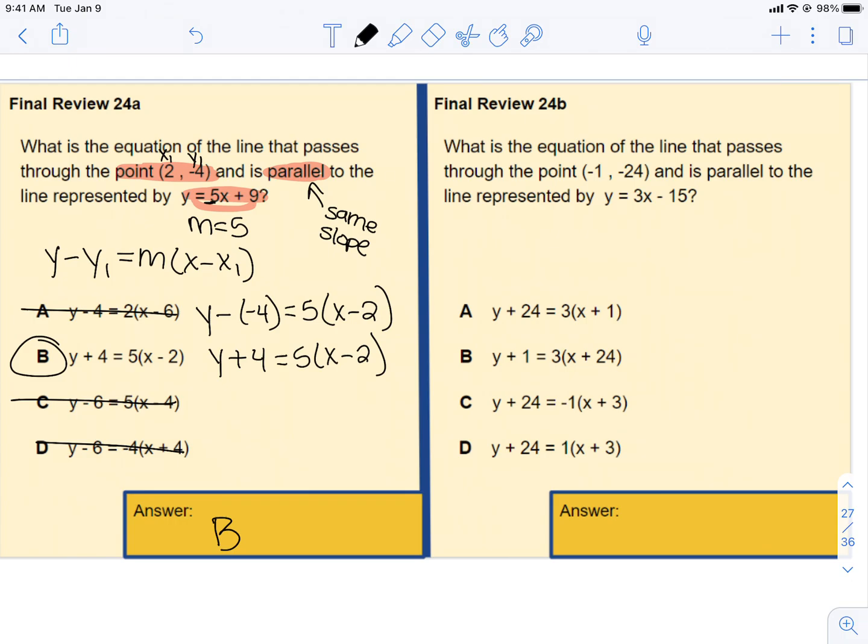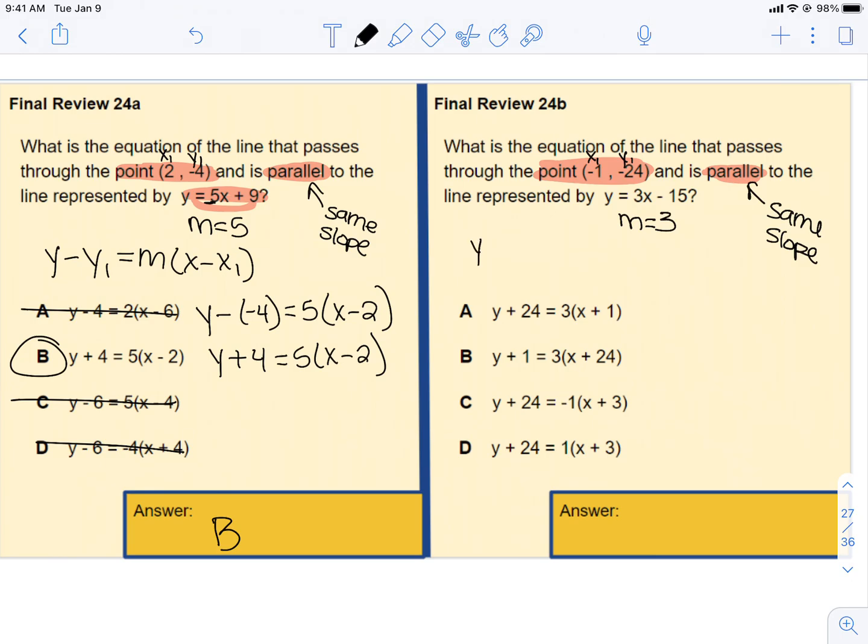Looking at 24B, what is the equation of the line that passes through the point -1, -24, and it's parallel to the line represented by y equals 3x minus 15? So again, parallel has to go through this point. So parallel, same slope, different y-intercepts. The slope of the line given is 3. -1 is my x sub 1. -24 is my y sub 1.